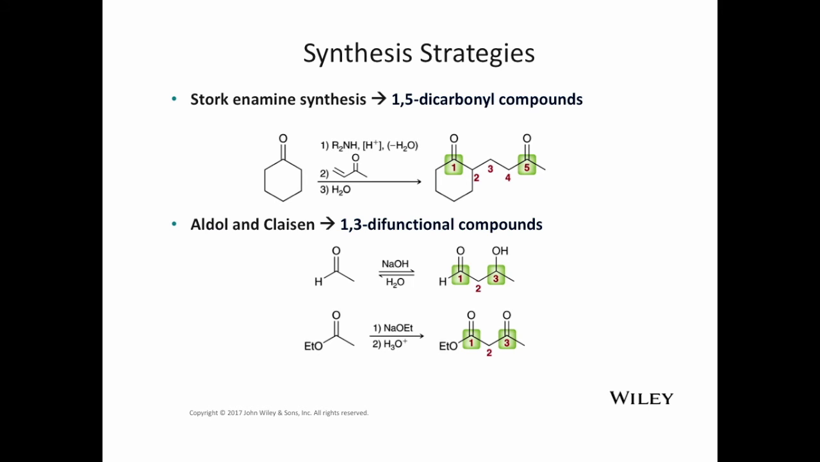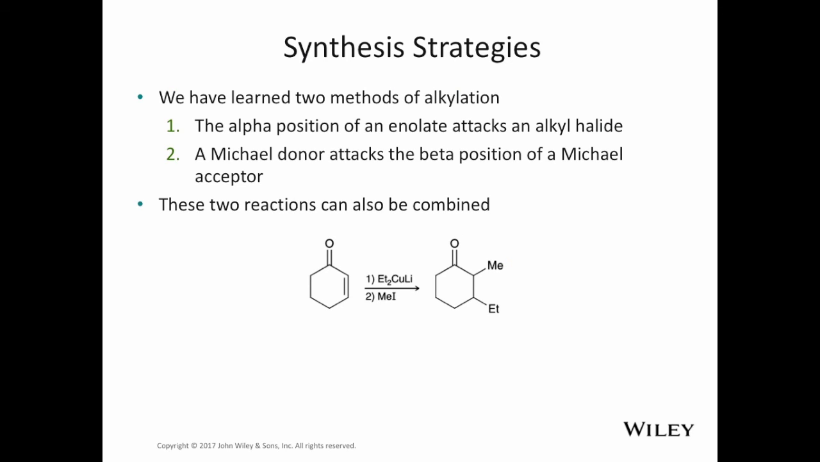So notice the relationship between this carbonyl and this carbonyl, if we number each carbon, is a 1,5 relationship. Aldol and Claisen give 1,3-difunctional compounds. The Claisen gives carbonyls at 1 and 3, whereas the aldol would give a carbonyl at 1 and an OH group at 3. We've also learned 2 methods of alkylation.